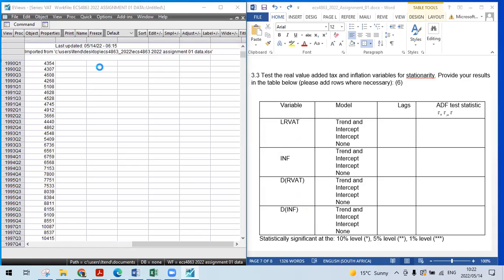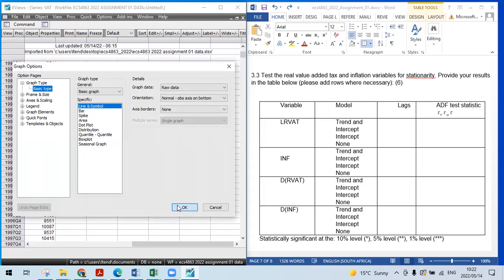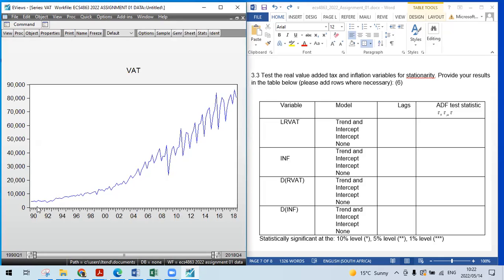Please mute when you are not saying anything. You only unmute when you are speaking. Okay.